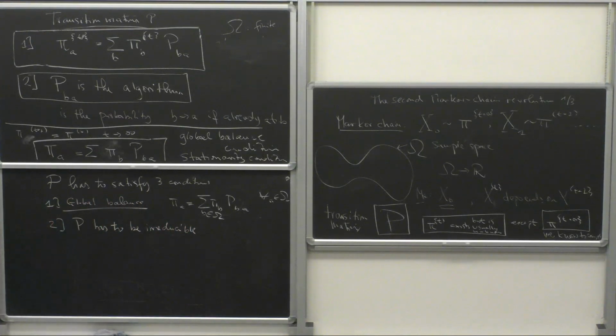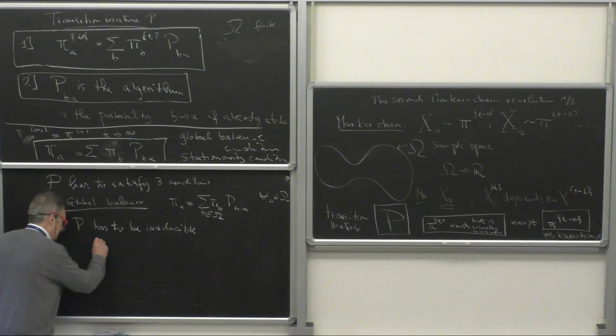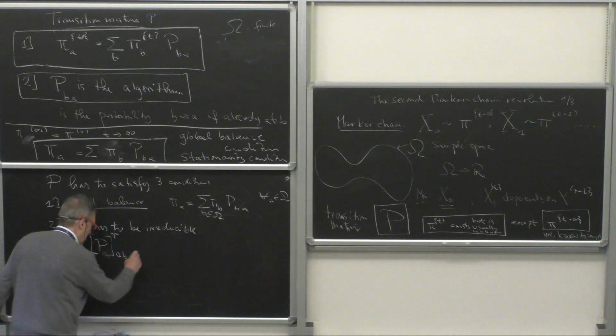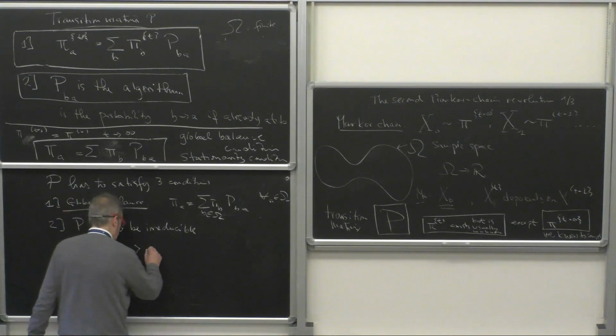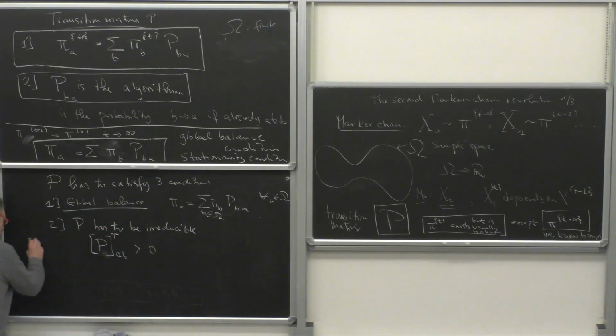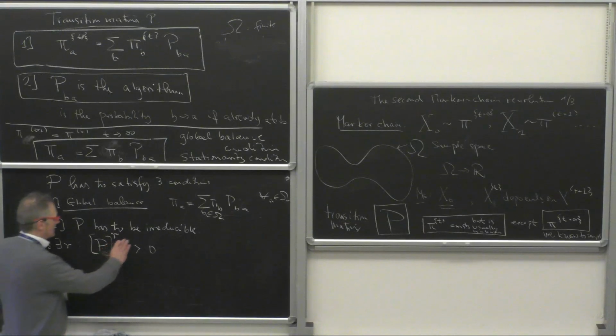So what irreducible means in the example is that in the limit, P to the power of r, AB has to be larger than 0. So for all A and B, there must exist an r such that P^r_AB is larger than 0. That is called irreducibility.